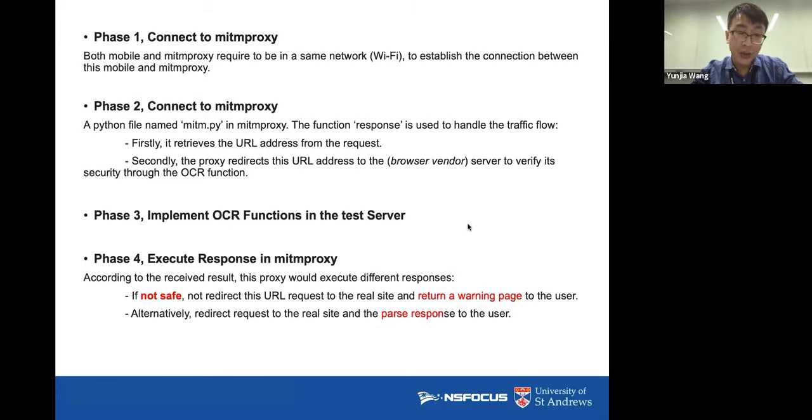And phase 4, execute the response in the man-in-the-middle proxy. According to the results from the server, the proxy will execute a different response. If the result is safe, the proxy will redirect the traffic to the real site. Otherwise, the proxy will return a warning page to the user.